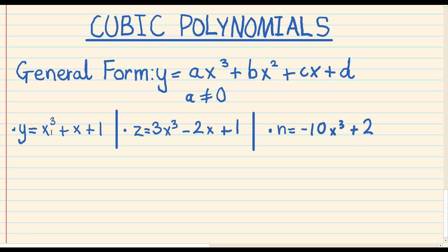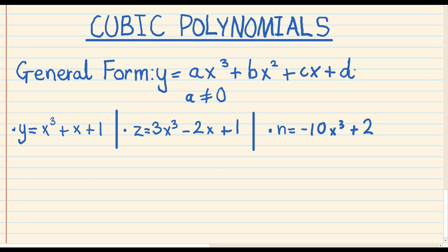In the first one here, you have the value of a being 1, the value of b being 0 because there's no x squared term, the value of c being 1 as well, and the value of d also being 1. And in the second example, you have a being 3, and again there's no x squared term. Here you have c being negative 2, and d is plus 1. And then final example, you have a being minus 10, and then in this case you'd have b and c as 0, so no x squared or x term, but d is there as 2.